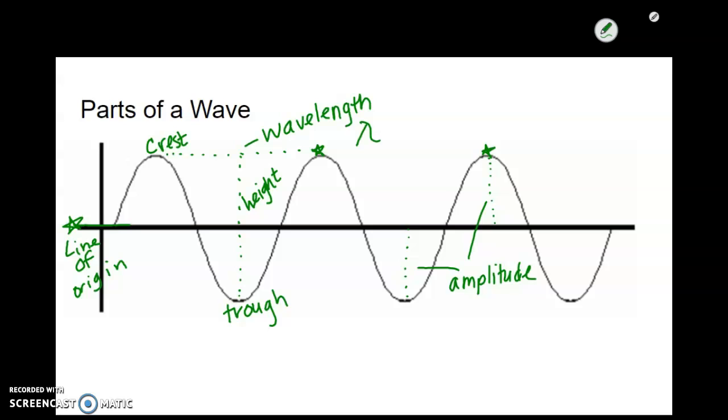Wavelength is always measured in some form of a distance. So depending on the size of the wave, it could be measured in meters, it could be measured in centimeters, millimeters, you get the idea, but some type of distance. And a wavelength is actually the distance between two identical points on a wave. So it could be from crest to crest, like it is here. It could be from trough to trough. If you decide to measure from just after the crest, you could also go to the same point on the other side just after the crest. So that was how we measure our wavelength.